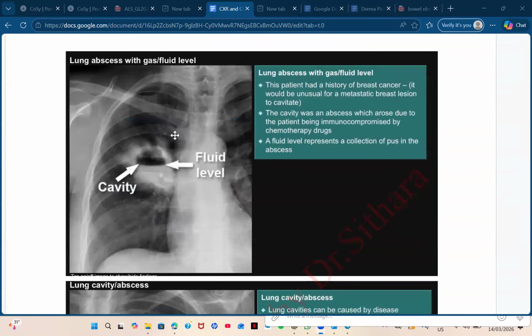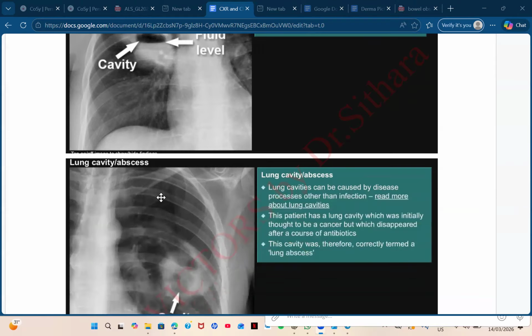Here, doctors, they have mentioned very clearly: this lung abscess with gas fluid level. This patient had a history of breast cancer. The cavity was an abscess which arose due to the patient being immunocompromised by chemotherapy drugs. A fluid level represents a collection of pus in the abscess here. Air we all know is black in color, right? Here, fluid level in here. So round appearance, right?